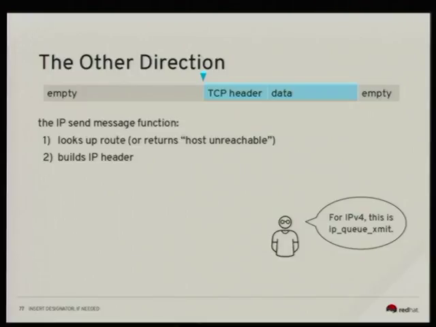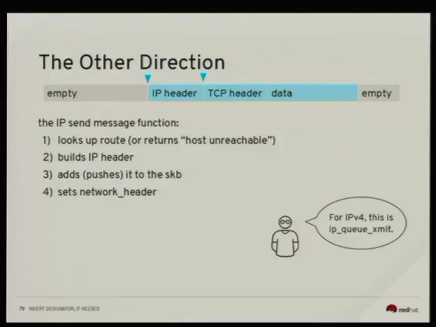Next thing, it builds IP header. Because at this point, it knows all the stuff that comes into the IP header. Because it has socket and it has the route. Combined, it contains everything. So we build IP header, and obviously we push it to the SK buff. So it's there. And what will be the next step? Yeah, sure. We set the network header because we know where it is. Again, netfilter, iptables. We have IP protocol, so we have the firewall. Local out in this case.